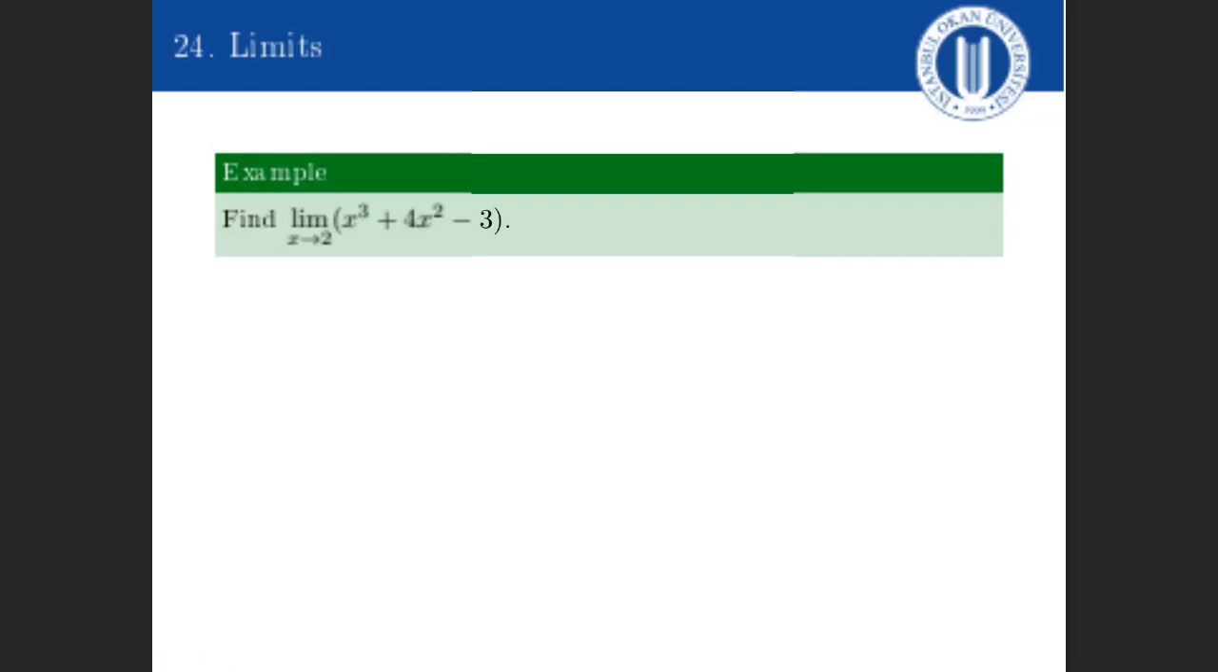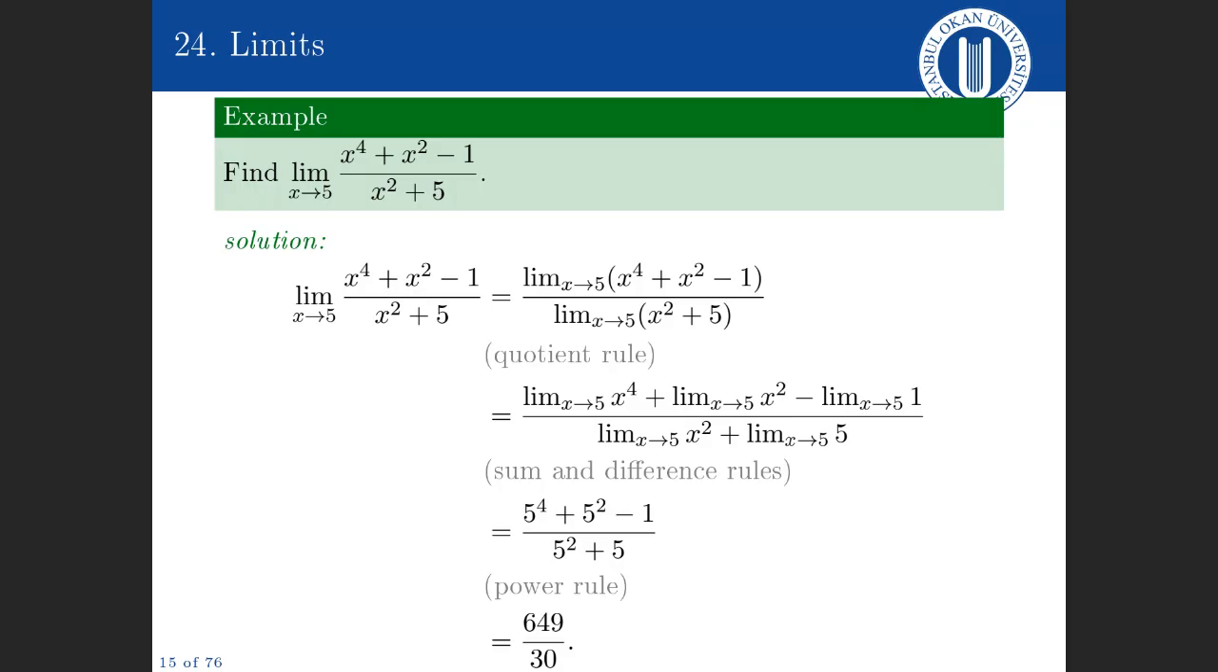Okay, we have these 7 rules. How do we use them? We can use them to calculate limits like this. Find the limit as x tends to 2 of x cubed plus 4x squared minus 3. And the calculation goes like this. I have a function divided by a function, so first I want to use the quotient rule to write this as the limit of x to the power 4 plus x squared minus 1 divided by the limit of x squared plus 5.